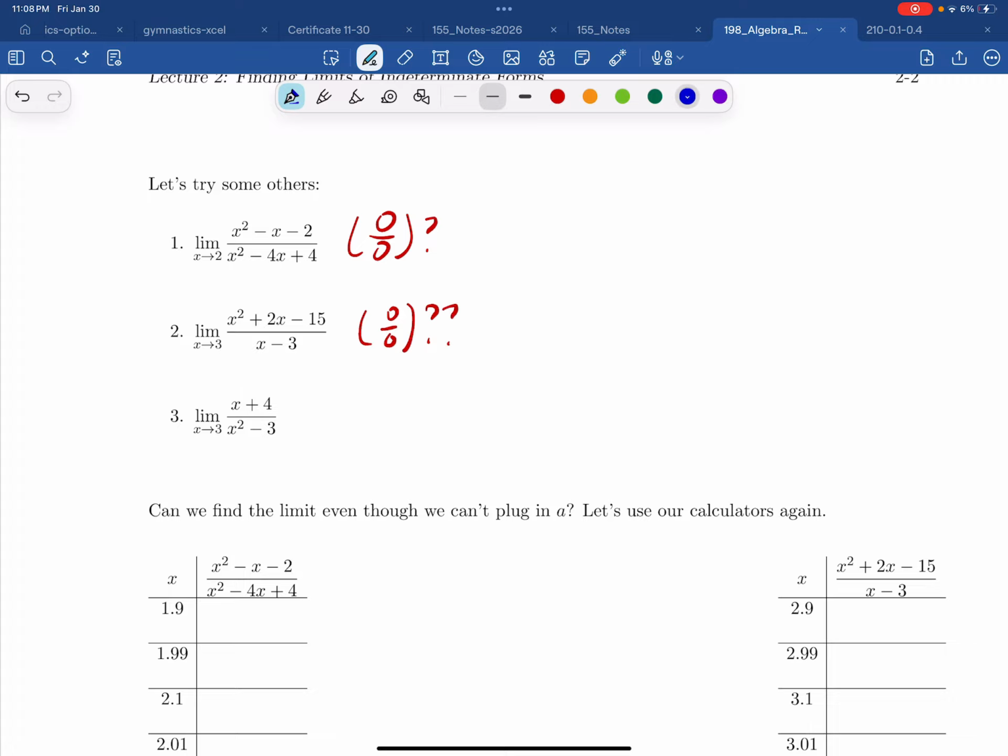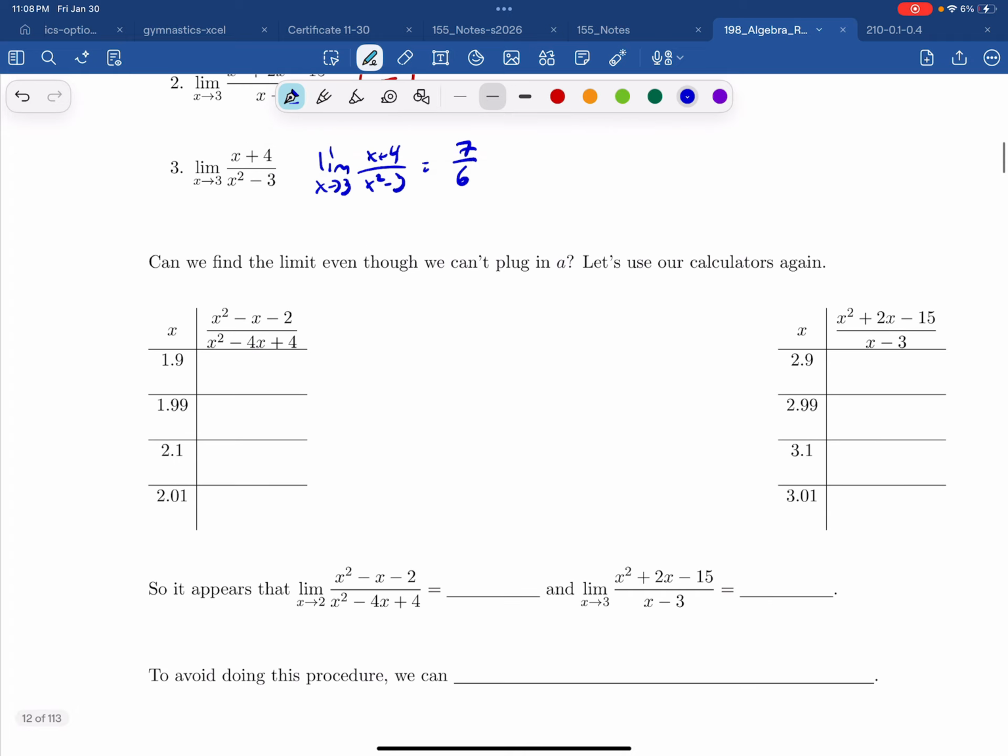Weird. Let's go back to blue, actually. Okay. What about this guy? This guy, I think, is legit, right? We're going to get the limit as x approaches 3 of x plus 4 over x squared minus 3. That's going to equal 7 over 6. Yay. Okay, I'm not sure about 1 and 2. This is a new situation. We have 0 over 0.